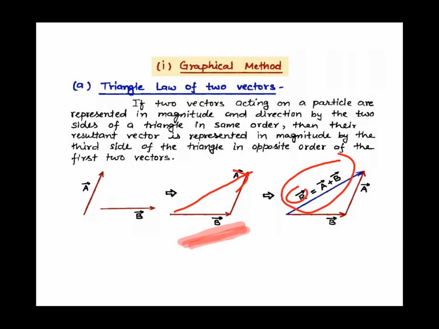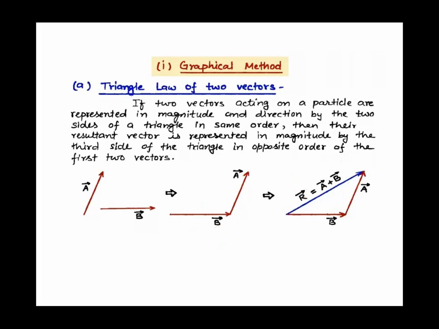This is the graphical method. Then we are going to see the analytical method also. Right? This much is clear. If two sides of the triangle are represented in magnitude and direction by the two vectors, then the third side will give you the resultant of the two vectors taken in the opposite order. Right, children? So this is your triangle law.